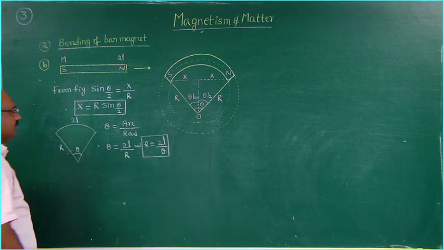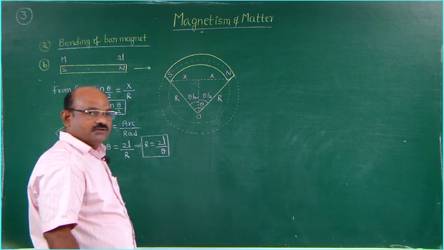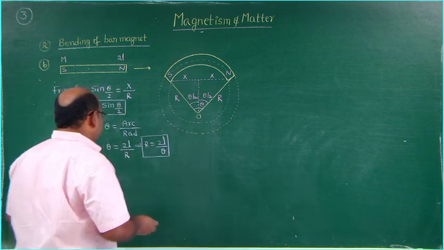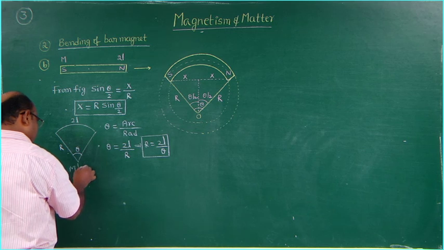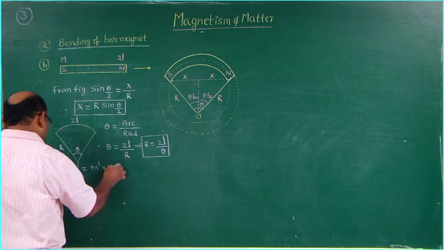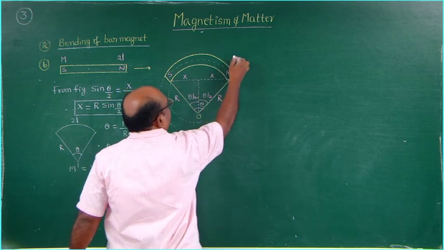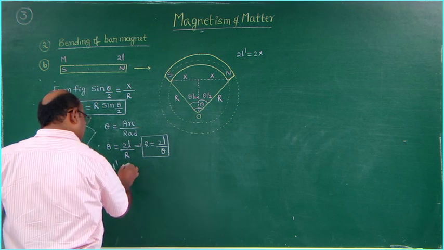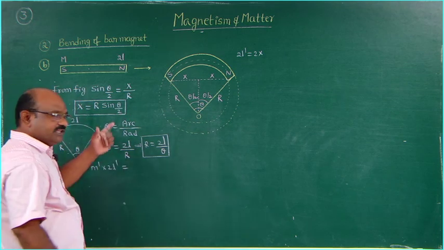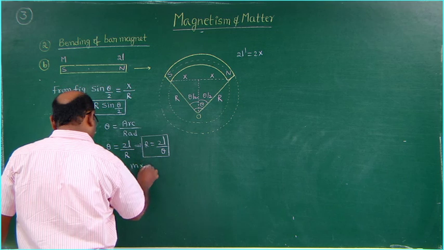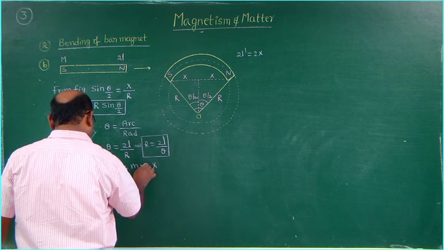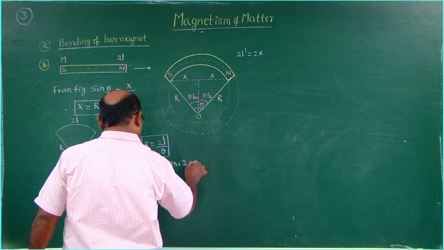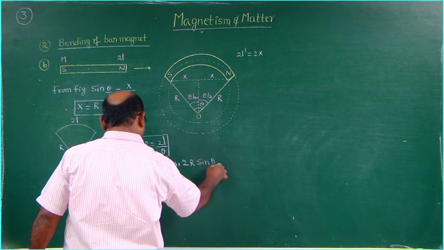Here we have to find the new magnetic moment, that is our concept. When a bar magnet is bent into an arc of a circle, what is the new magnetic moment? M dash is the value we have to find. Already I said the formula, m dash is equal to small m dash into 2l dash. Here 2l dash is nothing but 2x only. Since you are just bending, there is no change in the area of cross section. So m dash is m into 2x, that is m into 2 into r sin theta by 2.